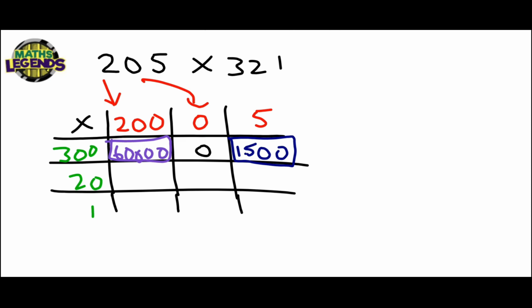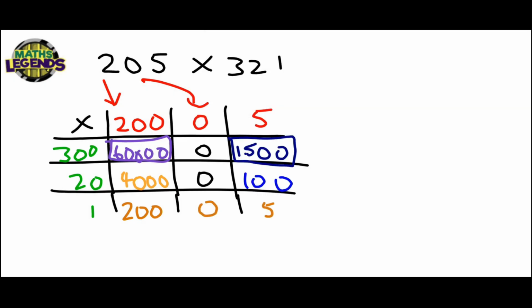And we repeat the process again on the next row, so 20 times 200. So 2 times 2 is 4. And then we count the zeros, so we have 1 zero from 20 and 2 zeros from 200, so that's 3 zeros. The next box is 0 times 20, which is 0. Moving on to the next box, we do 20 times 5. So 2 times 5 is 10. And then we add on the 1 zero from the 20. That's 100. And then the last row, we're going to do 1 times 200. So that remains as 200. 0 times 1 is 0. And then 1 times 5 is 5.